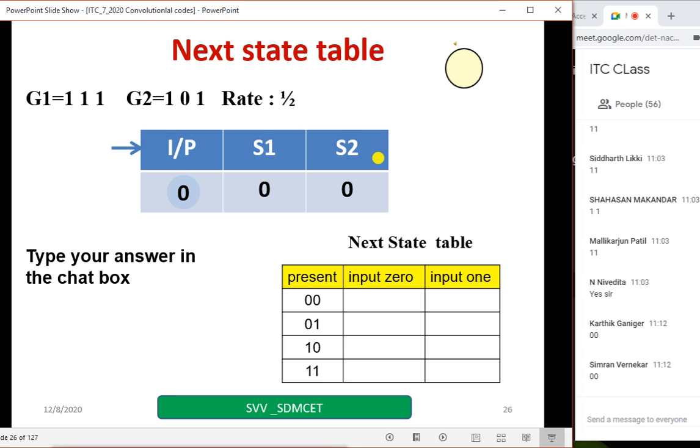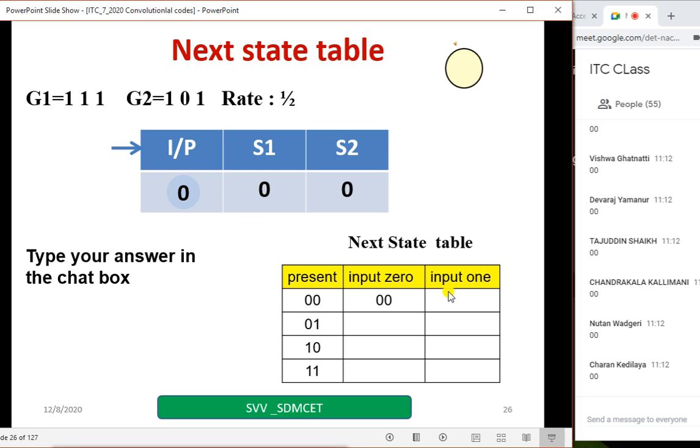Can you type? Karthik has typed, Simran, Abhishek, very good, Rohan, Amruta, Priya Patil, Shivani, all are typing 00 because the 0 input will come on the right side. S1 becomes S2, hence it becomes 00. Since the input is 0, that's why the next state is 00. Hope all of you are observing this. I'll give the input here and write the next state here.